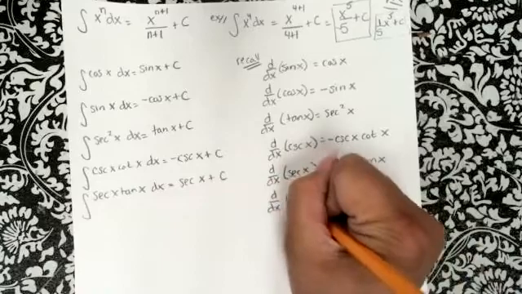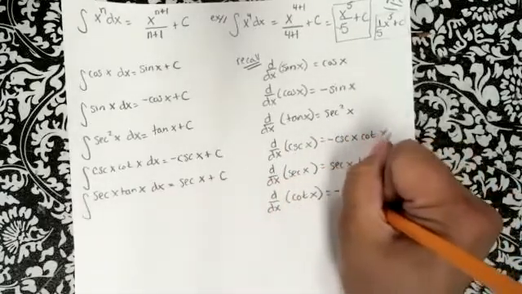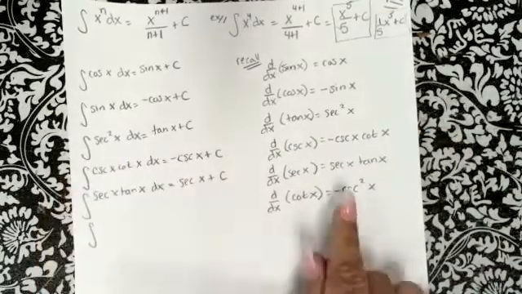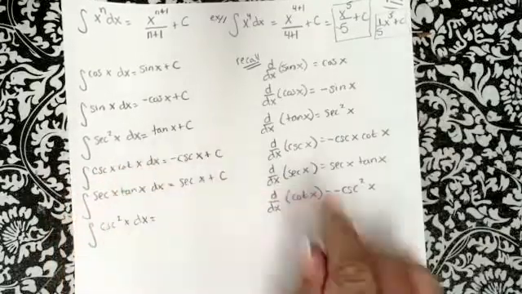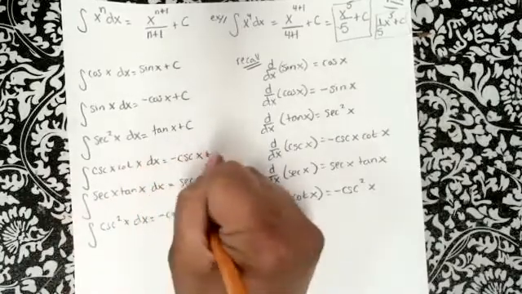Last trig one is cotangent x. And the derivative of cotangent is negative cosecant squared x. So when I'm doing the antiderivative, I'm going to put positive cosecant squared x, which means that negative is going to be on this side now. So that's going to be a negative cotangent x.